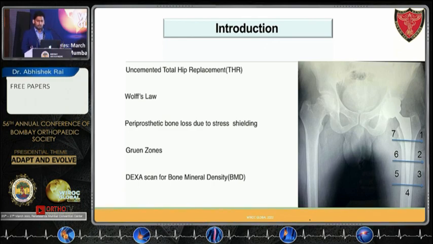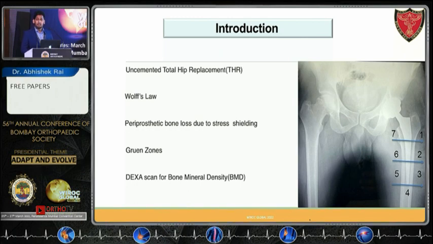Although Gruen zones were earlier described for the cemented total hip arthroplasty, for the ease of measurement, we included these Gruen zones in our study. As per the previous literature, the zones of concern are zone 1, zone 4, and zone 7. So we studied these three zones in detail. DEXA scan is the preferred modality for the measurement of bone mass.